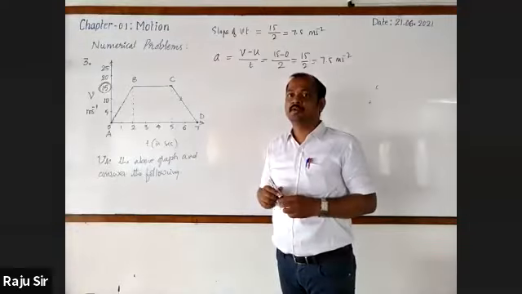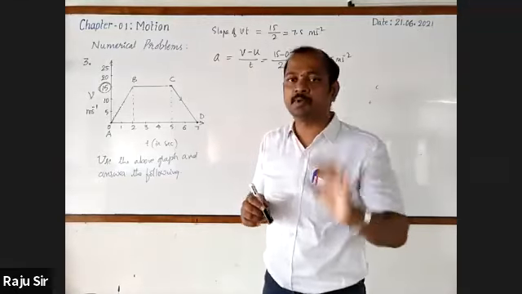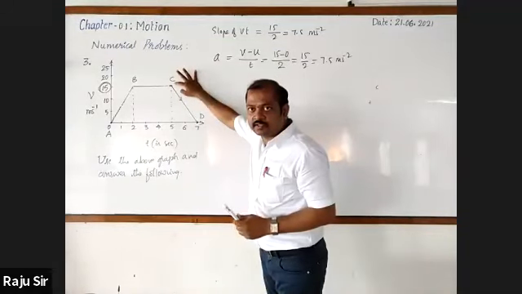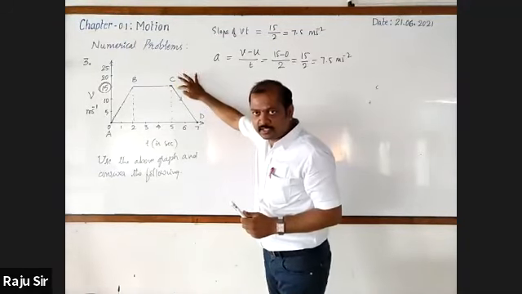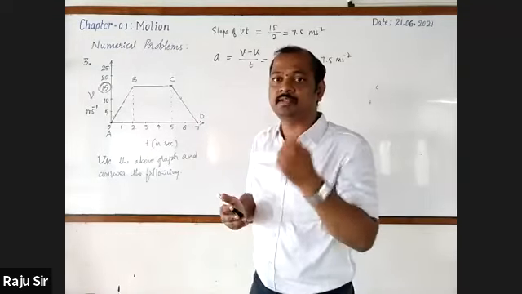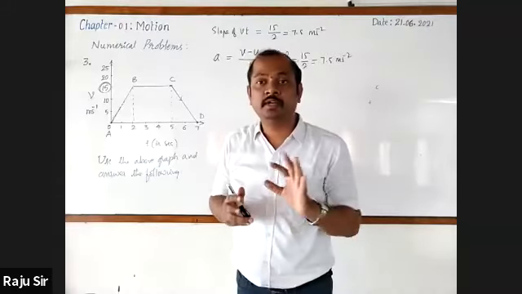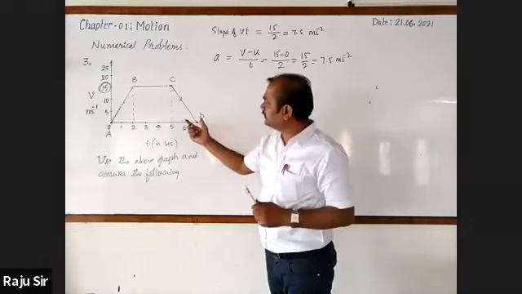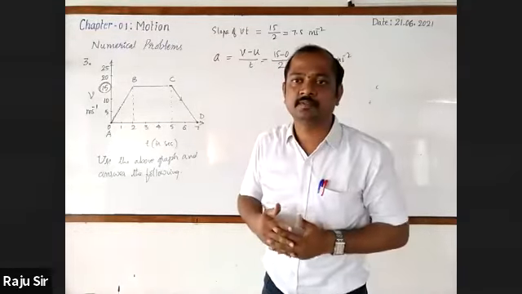If so, another simple question. We all know that as the speed is decreasing from C to D, the body will experience negative acceleration or deceleration, retardation. My question is, what is the retardation in this case? Minus 7.5 meter per second square.